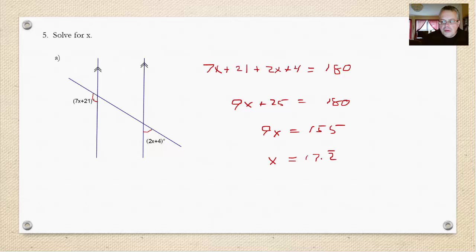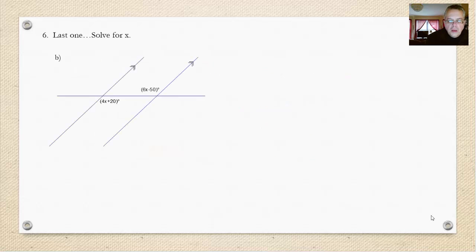All right, let's take a look at another example. Here we go. We have our last example. Solve for x. In this problem, we have two alternate interior angles, so they have to be congruent. So get my pen back. Here we go. Our first angle is right here, the 4x plus 20. The other angle is 6x minus 50. We're going to set them equal to each other. They're both obtuse, so they have to be equal.